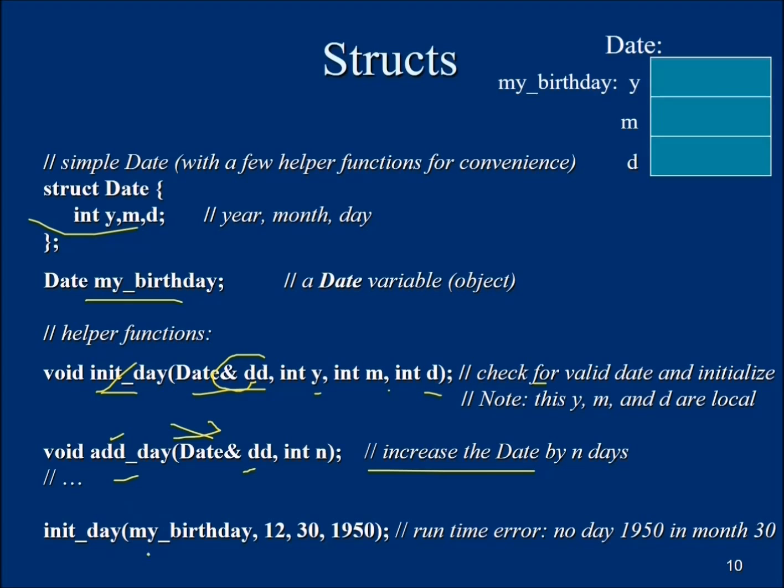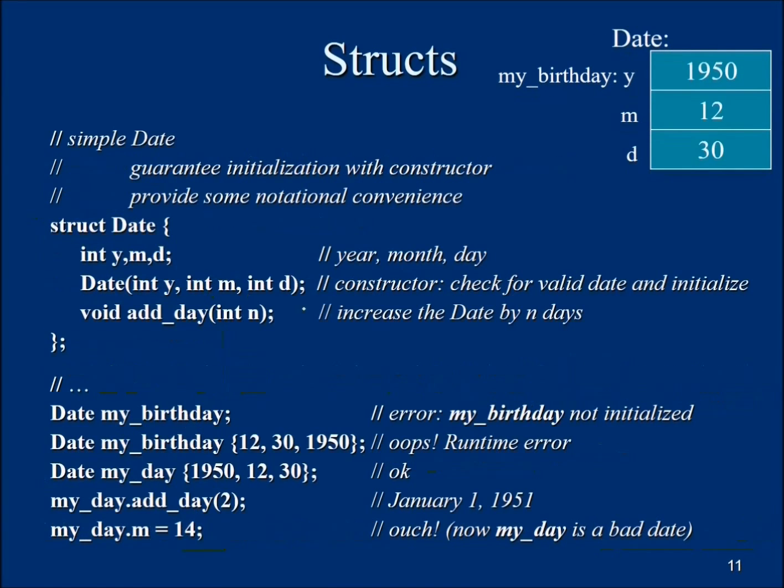So when you call this init day, my birthday is nothing but the structure variable you have made, and 12/30/1950. So this will be an error because there is no day 1950 in month 30. This is how you check. You have checked for a valid date.